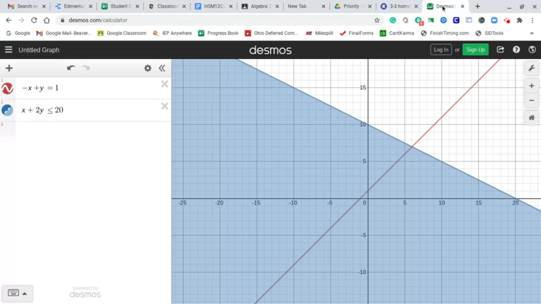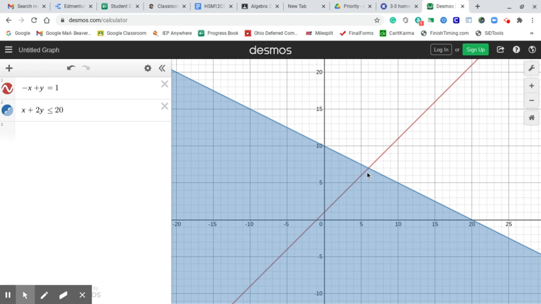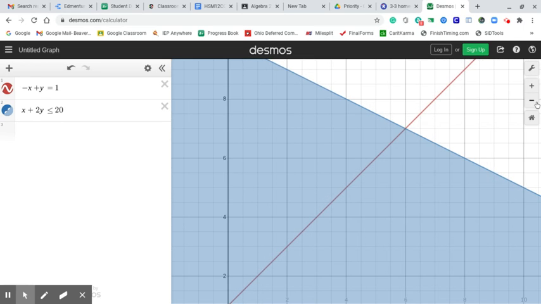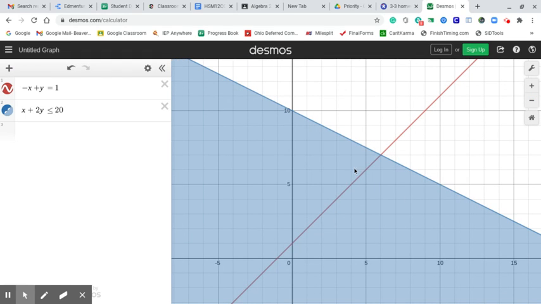So I'm going to click on Desmos here, and I did the first one for you. I plugged them both in. Negative x plus y equals 1, and x plus 2y is less than or equal to 20. You can find whole number solutions pretty easily right here. Just by looking, you can see anything in the shaded area is going to be a solution.